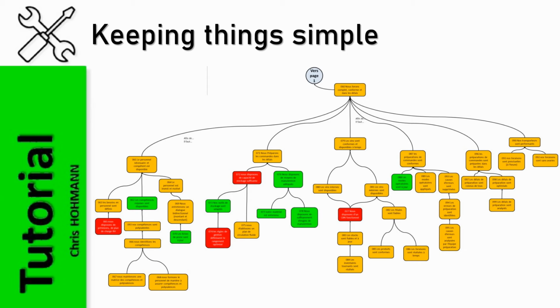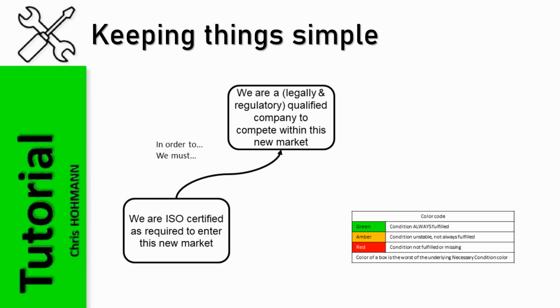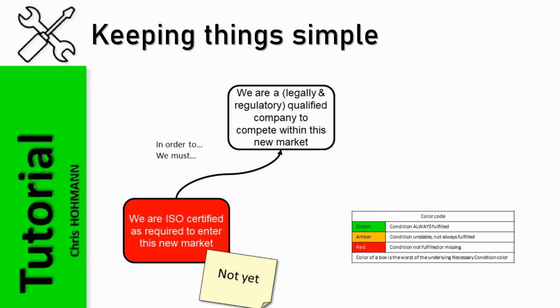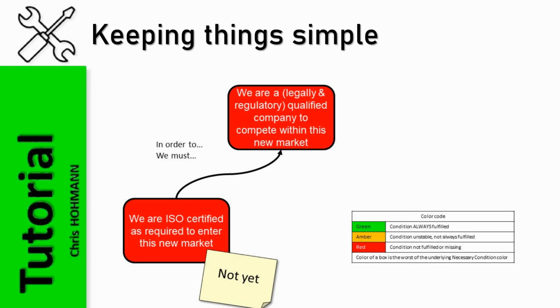Many entity assessments may be binary: we have it or not, it works or not, and so on. For instance, if being ISO certified is required to enter this new market and the company is currently not certified, no need to make a root cause analysis to understand that this very certification is a missing prerequisite.